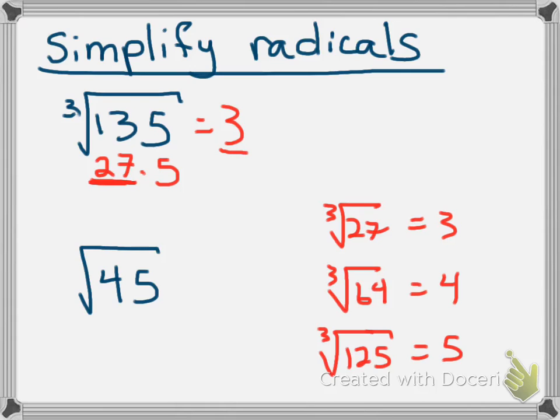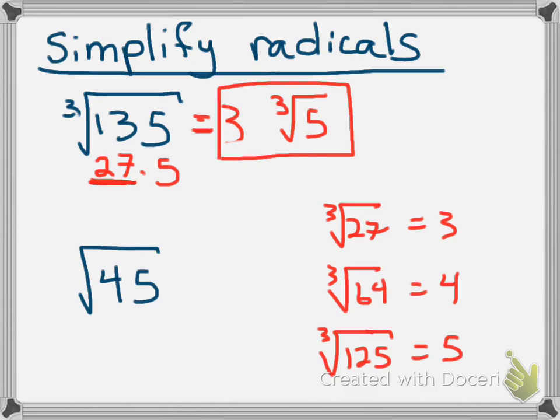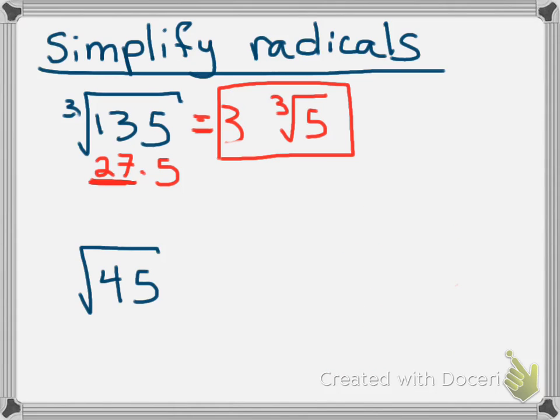Now, for the 5, we don't know the cubed root of 5. So that has to stay inside the radical with the exact same index. The index does not change. So we've ended up with 3 times the cubed root of 5, and that's how we break that up. I'm going to do the same thing with the next problem so we can get a couple of different practice examples, and then we'll throw in the variables.